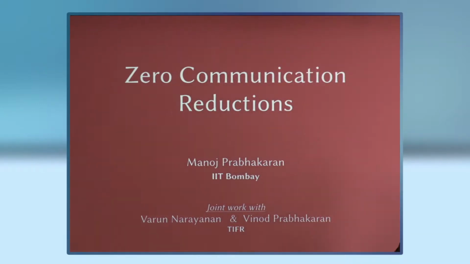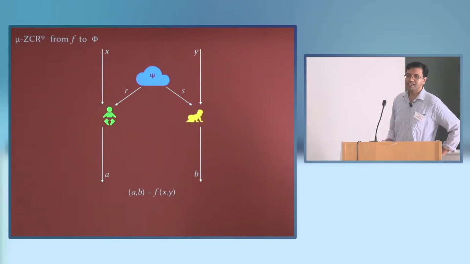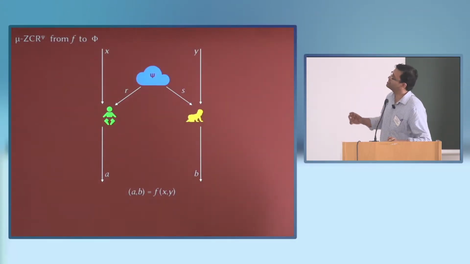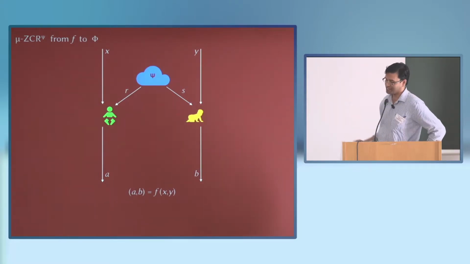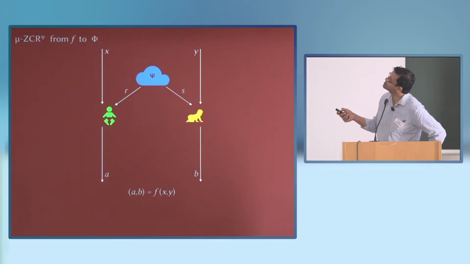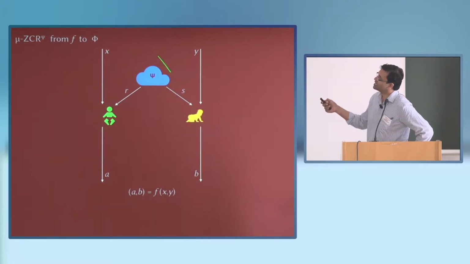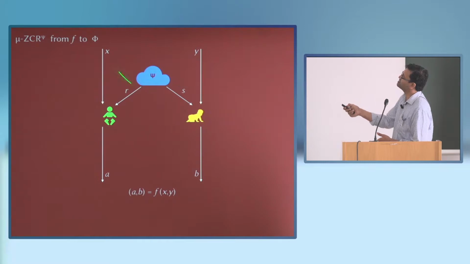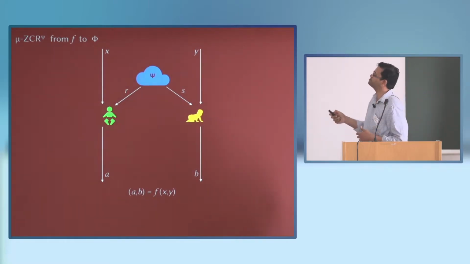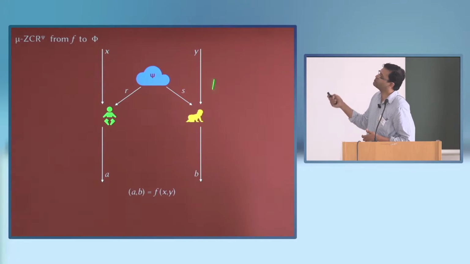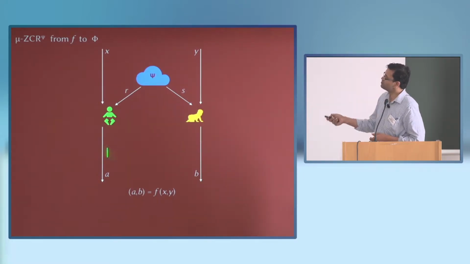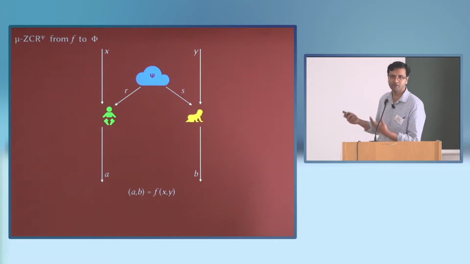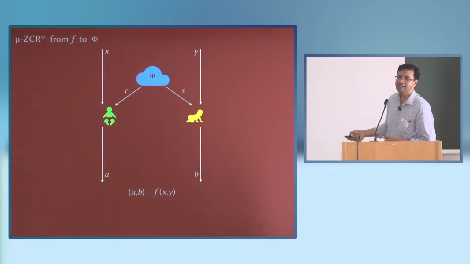So, zero communication reductions. Let me just go ahead and define what this thing is. ZCR stands for zero communication reduction, and there are three things here. Let me describe them. There are Alice and Bob, very prominently, and there is a correlation they are getting from the sky, which I'm calling psi. They get some inputs x and y, and their goal is to compute some function of x and y, which could be symmetric, but need not be. Alice gets output A, Bob gets output B.